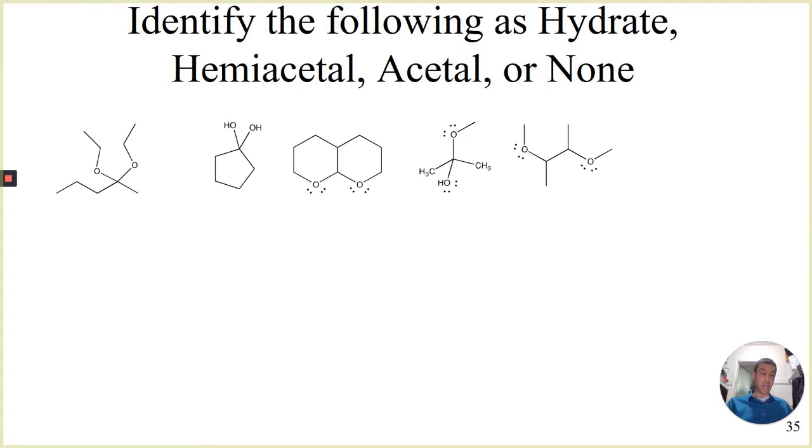If we start with our acetal shape, what we're looking for is a central carbon with two oxygens connected to it, and then those oxygens connected to carbons. The acetal itself is right there at that carbon. That's the primary characteristic. So if we go through, we've got a carbon with two oxygens with carbons. There's an acetal. We've got a carbon with two oxygens, but those oxygens are not connected to carbon, so that's not an acetal. We've got a carbon, two oxygens, and then more carbons, acetal.